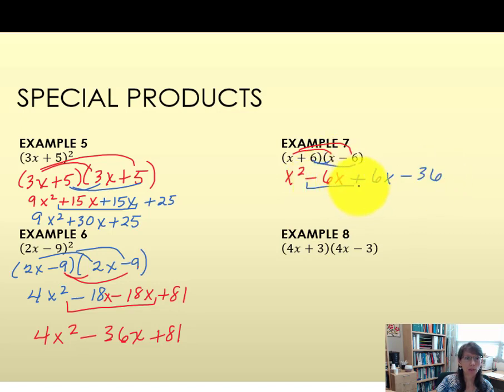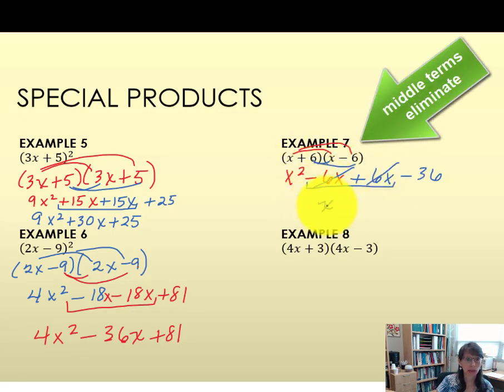We do not have doubling in the middle. Negative 6x plus 6x eliminate. So we end up with x squared minus 36. This is called a difference of squares with no middle term.